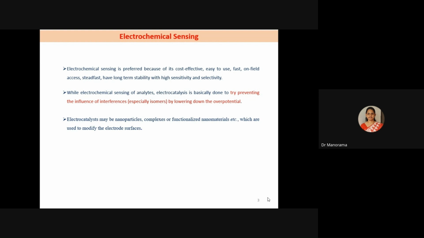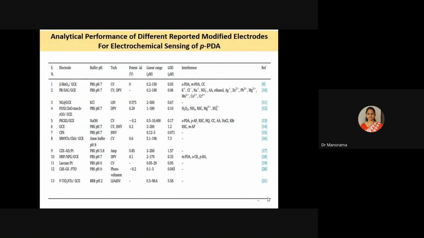So we develop different types of nanocomposites, and we modify the electrodes, and those electrodes we use in the development of electrochemical sensors. Whatever nanocomposite materials we develop, they should have the property to sense different types of analytes in the form of either an oxidation or reduction process. So here also we use different types of nanocomposite material.